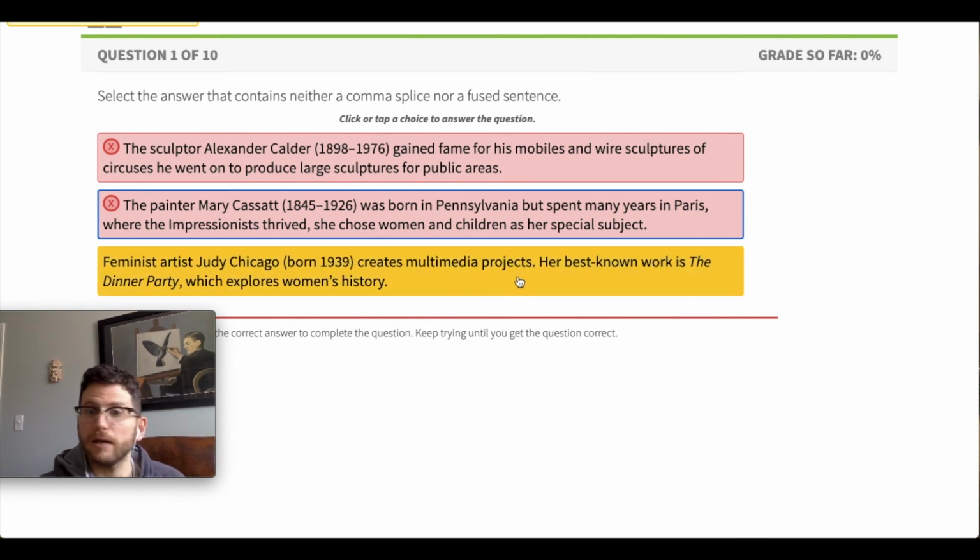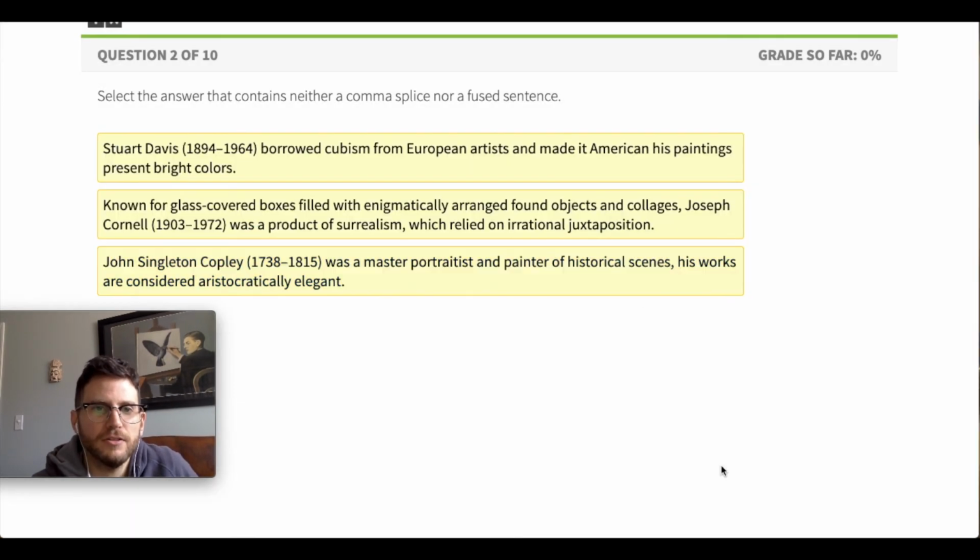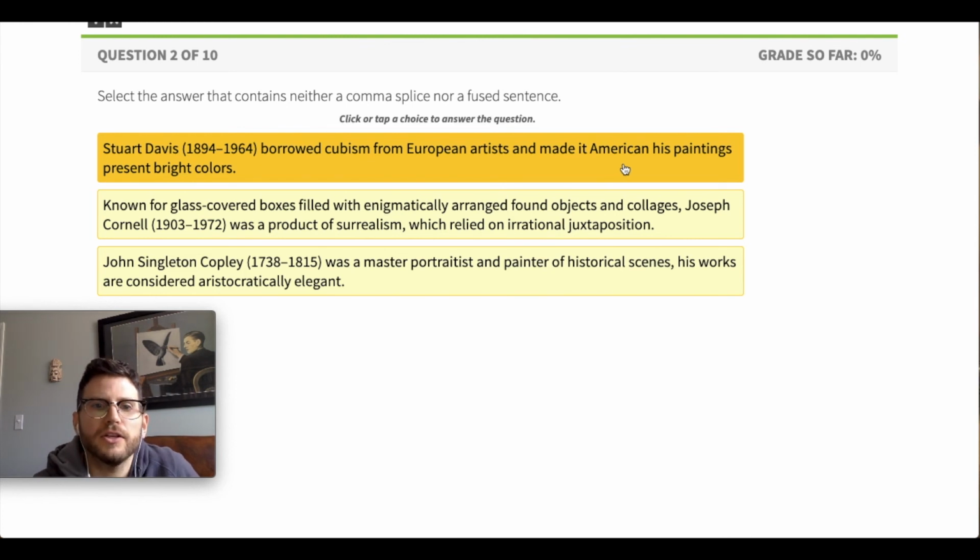All right, so if you look at this one, absolutely two complete sentences separated with a period. This is our good sentence. This is the one we want. Okay. Let's do one more real quick. Stuart Davis borrowed Cubism from European artists and made it American. His paintings present bright colors. I think you notice there's something up here. His paintings is a new subject. I've got a run-on here. I should divide it right here.